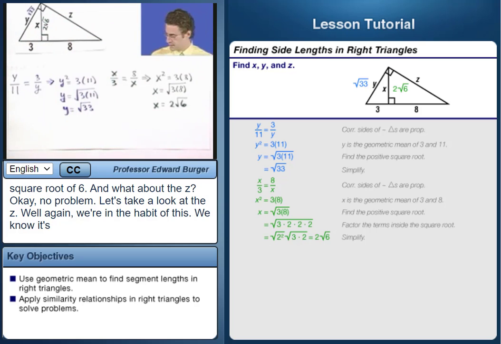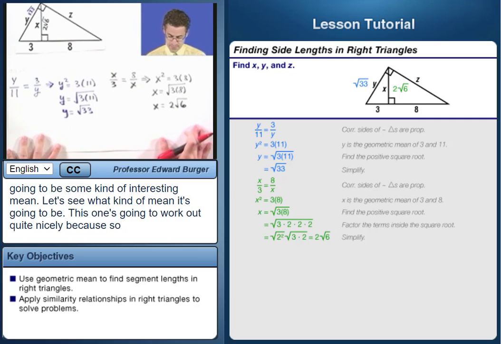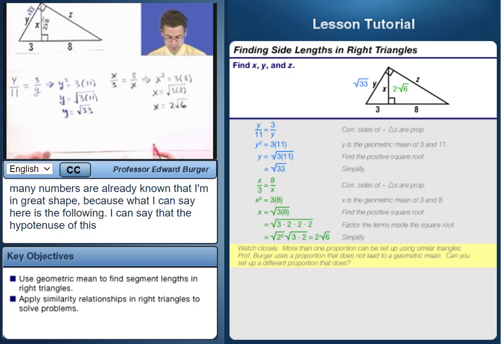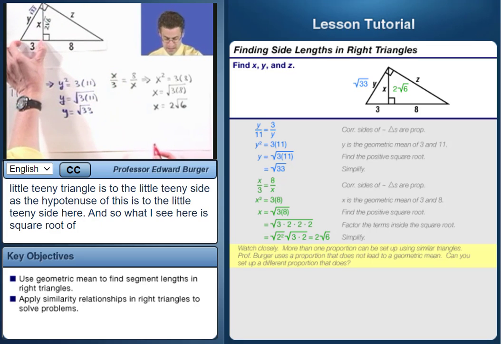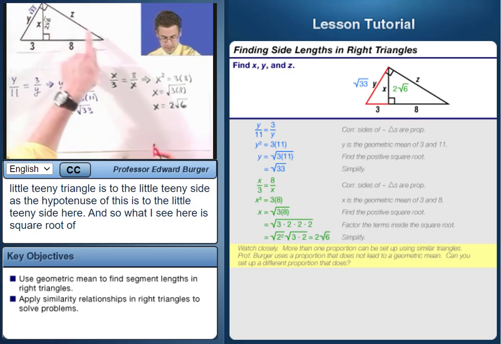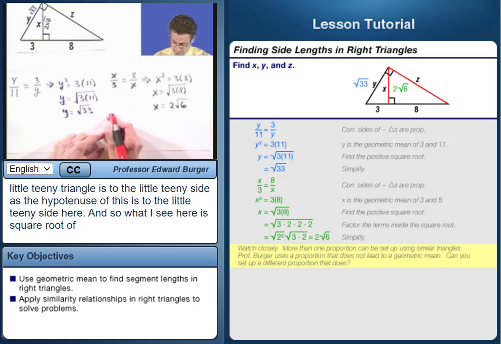I can say that the hypotenuse of this little teeny triangle is to the little teeny side as the hypotenuse of this is to the little teeny side here. And so what I see here is square root of 33 is to 3. Little hypotenuse is to tiny side as hypotenuse is to tiny side. See, I'm setting up this proportion.